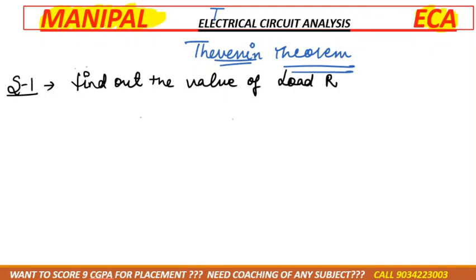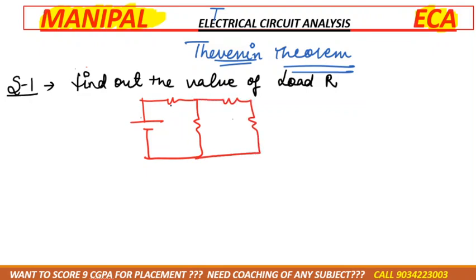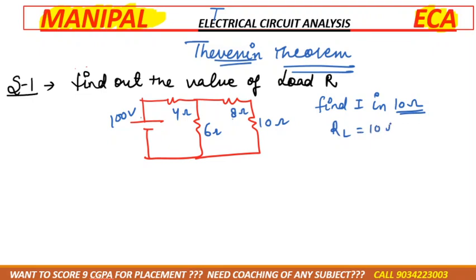What is basically a load resistance? Suppose they have given the circuit like this. I am taking a simple example. Suppose it would be 4 ohm, 6 ohm, 8 ohm, 10 ohm and 100 volt, and they ask you to calculate current in 10 ohm. Okay, so RL is how much? 10 ohm. So in whichever branch they are asking you to calculate the current, that one is the load resistance.